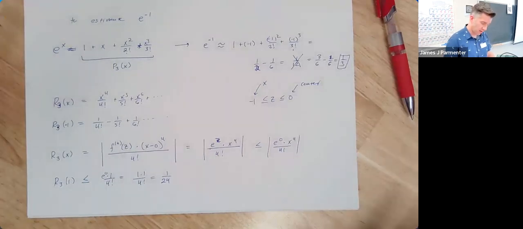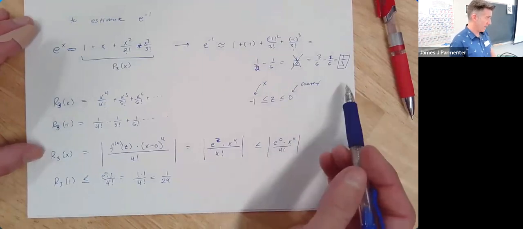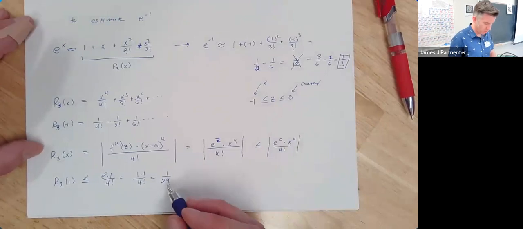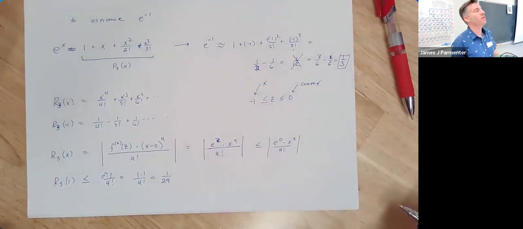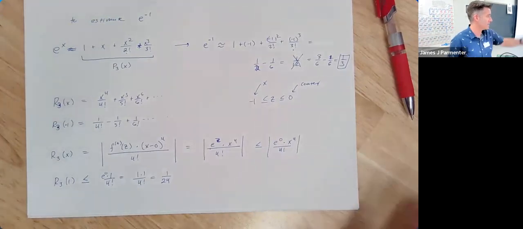And so what we're saying here is whatever 1 over e actually is, 1 over 3 is certainly within 1 over, is it within 1/24 of that number? Talking is hard today, yes.